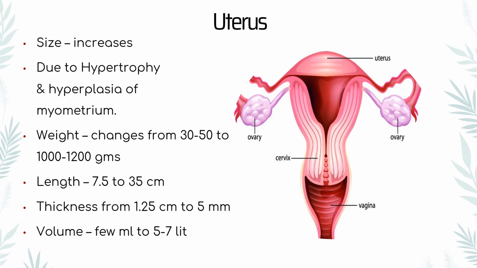And volume of the uterus increases from a few ml to about 5 to 7 liters at term. Mainly this is due to the fetus, placenta, and also the amniotic fluids. Shape changes from the piriform to the globular.